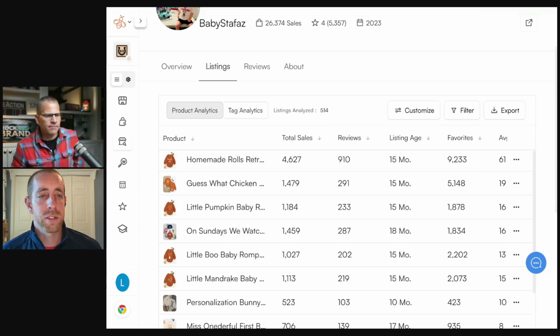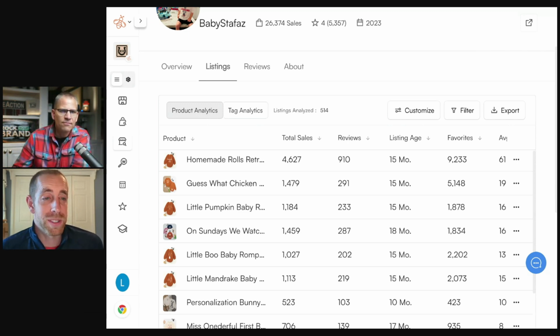And no offense to Mrs. Baby Staffas, but this is something I could design, to your point, Scott, right? Like I am not a designer. I know when something looks good, but I have almost no capacity to make it look good.